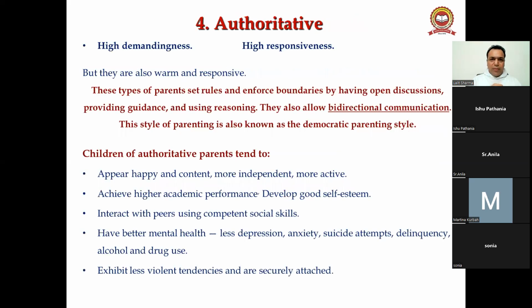Then we talk about authoritative, number fourth. In such kind of parenting style, parents are high in demandingness and high in responsiveness, but they are also warm and responsive. Meaning, they are very demanding from the children, but they are warm, they are kind, they are responsive. These types of parents set rules and enforce boundaries by having open discussion. Meaning, as I'm just saying, mother becomes a friend of her adolescent daughter, age of 16 or 17, when there is a need of counseling and others, and father becomes a friend of the son. Now they have the open discussion, right?